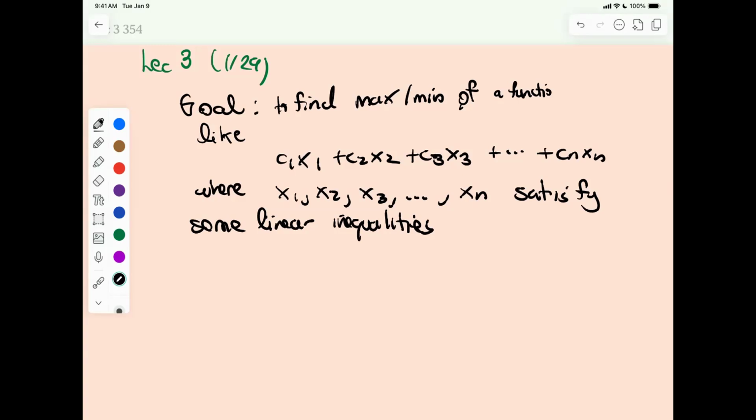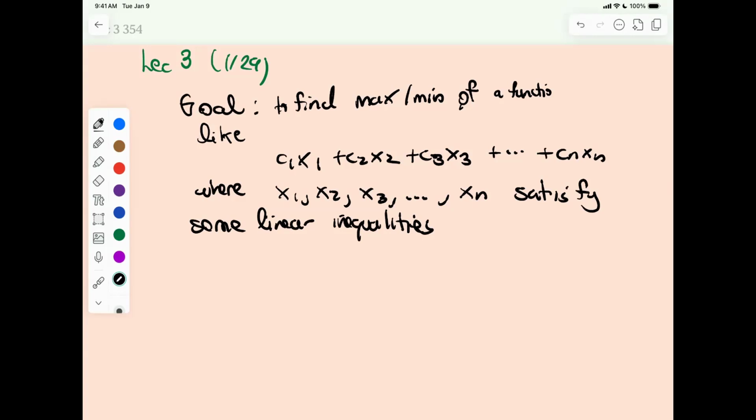Again, there's a method to find the max and the min in a pretty systematic way, which is called the simplex method. But before getting there, it is convenient to have some basic terminology about the properties of the sets that satisfy the inequalities.